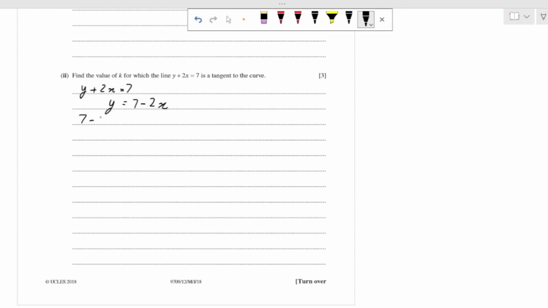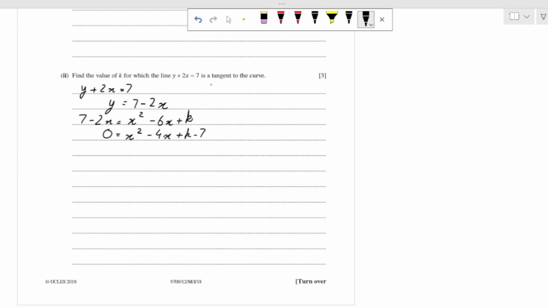And now we can equate this with our original quadratic. 7 minus 2x is equal to x square minus 6x plus k. And when we rearrange this, we are going to get x square minus 4x plus k minus 7. So we got our equation, and now when we find the specific discriminant for this, we can apply its condition to this question.